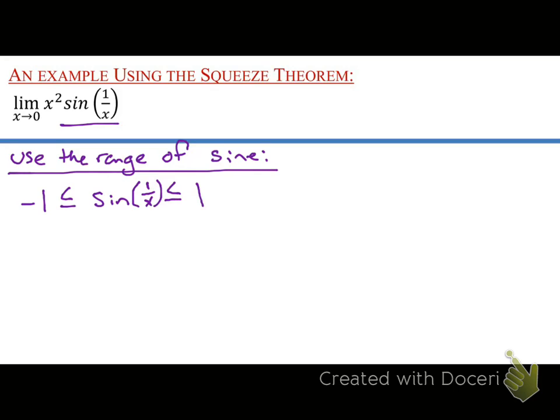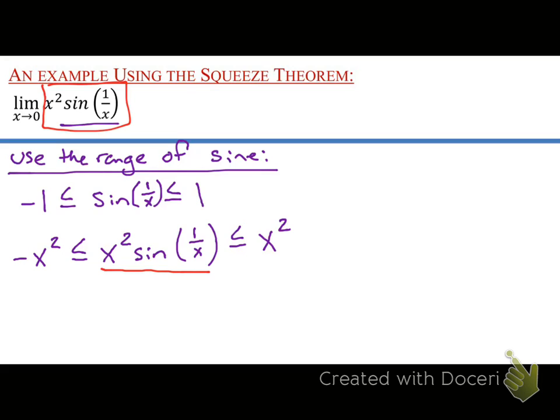Well, I can use algebra, and I can multiply all 3 parts of this compound inequality by x squared, giving us this new compound inequality. Okay, and what I'm doing here is I am forcing a relationship of the original limit right there. So I've now have that, and what we're doing here is we're bounding this function that we're kind of unsure about, this limit between 2 extremely familiar functions.